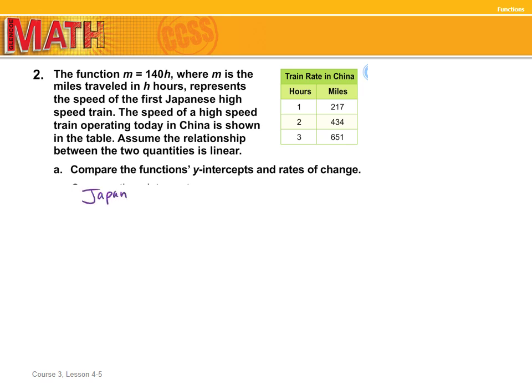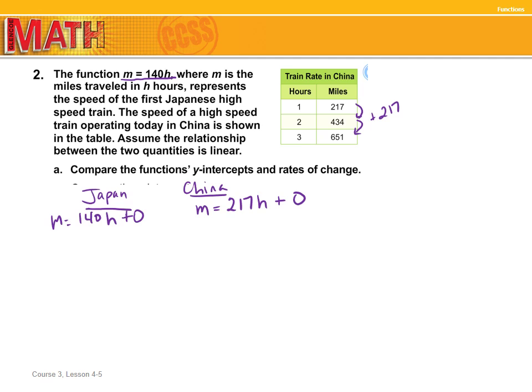So let's just write Japan. And over here I'll write China. And the function for the Japanese high-speed train is m is equal to 140 times h. And obviously there's no y-intercept, which is 0. Let me just add that in there. Okay. So looking at the hours and miles for the train in China, it looks like it's going up 217 miles per hour. So the function is going to be m is equal to 217 times h, and again it hasn't moved, so the y-intercept is going to be 0.